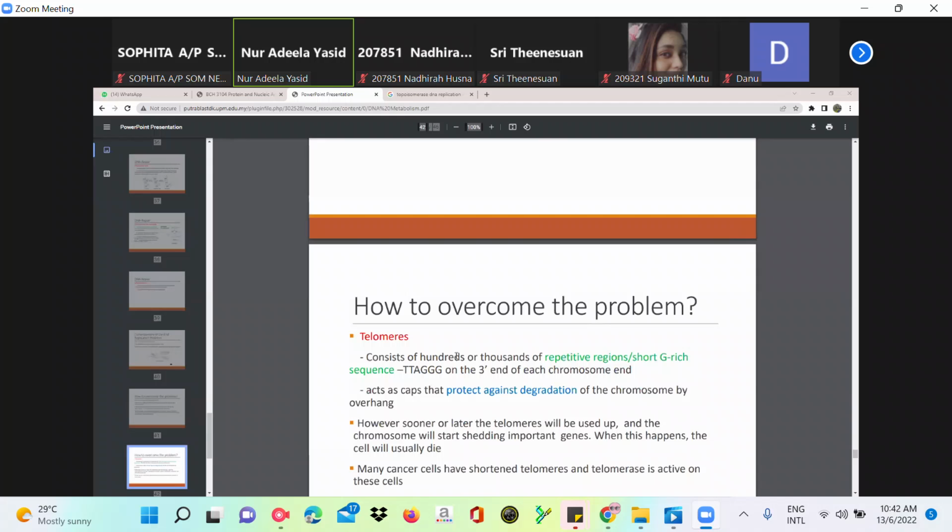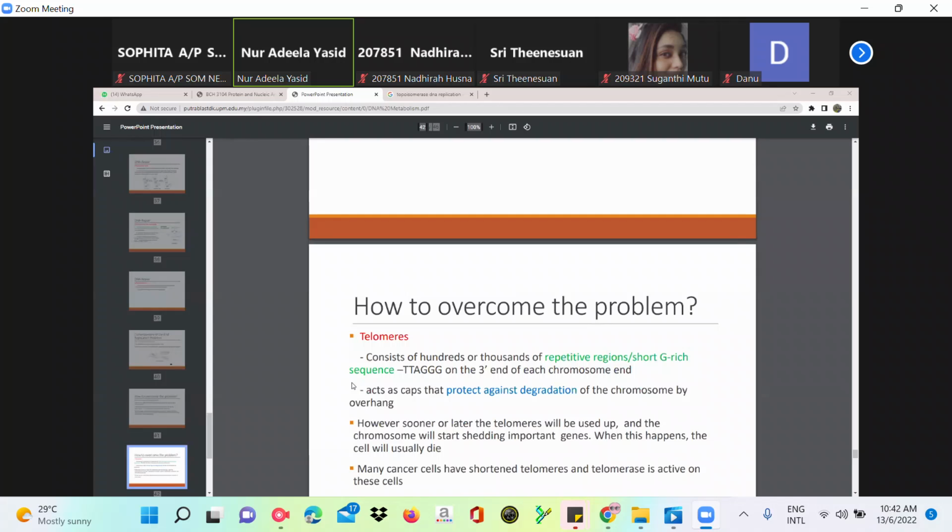Okay, the end of eukaryotic chromosome. This one is specifically for the eukaryotic system, the ends of the eukaryotic chromosome. We call them telomeres. They have an unusual structure. Apa maksudnya unusual structure?